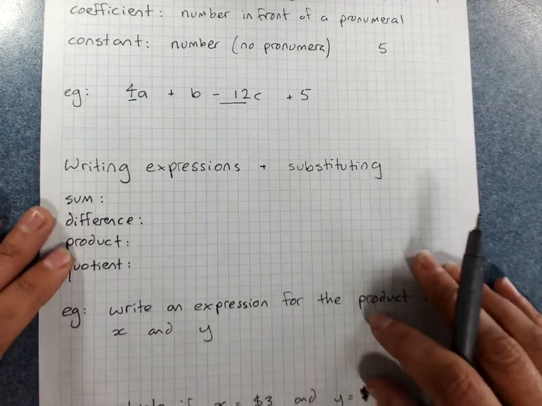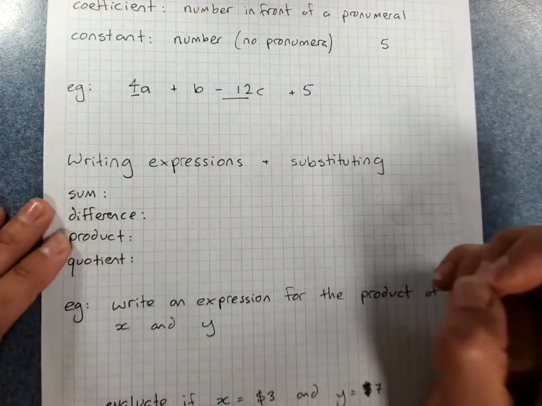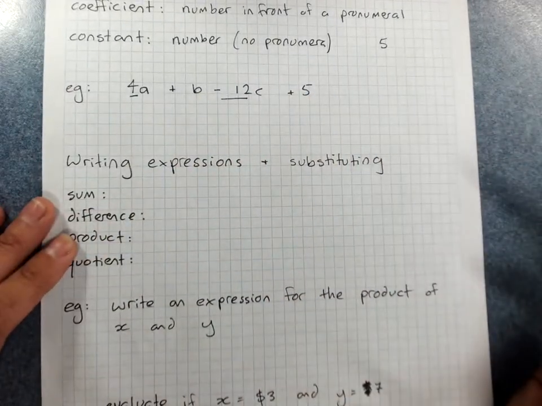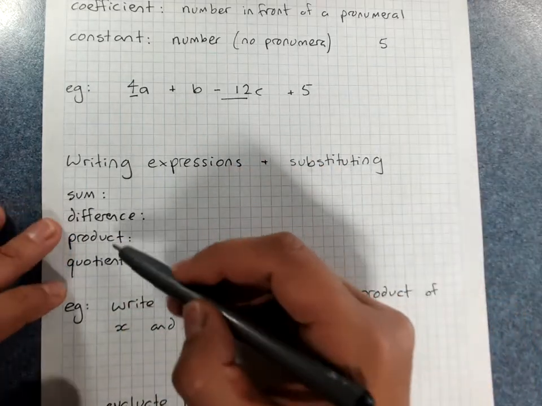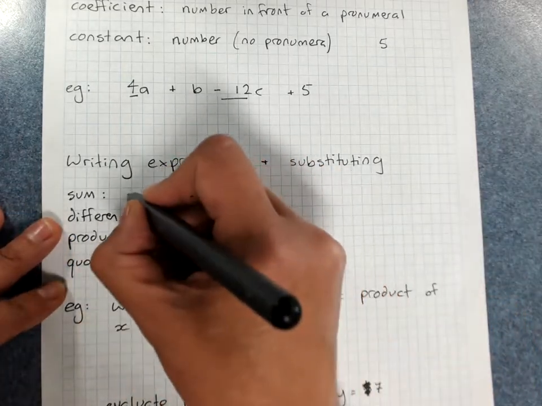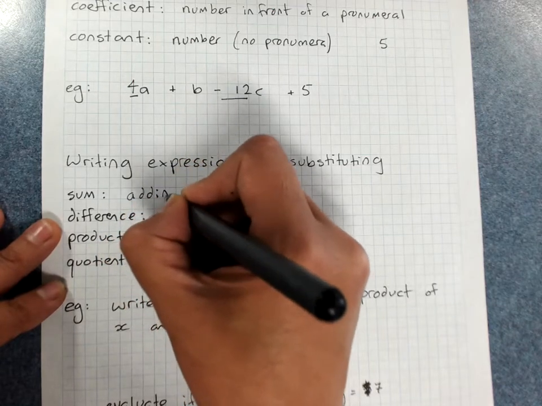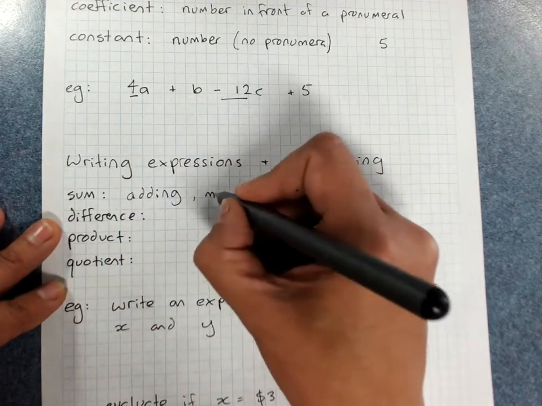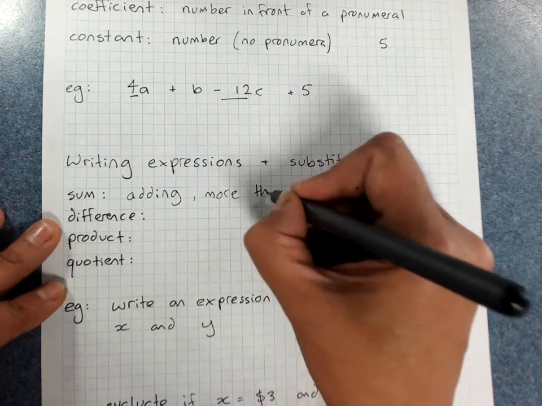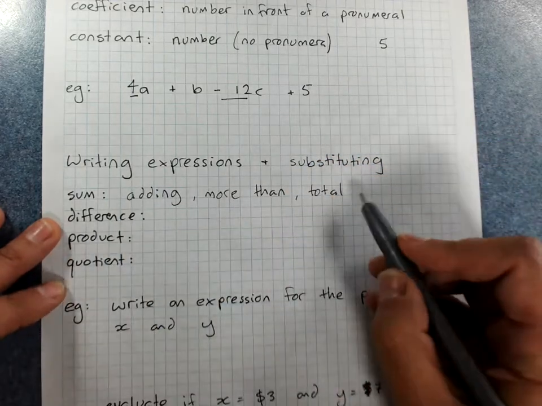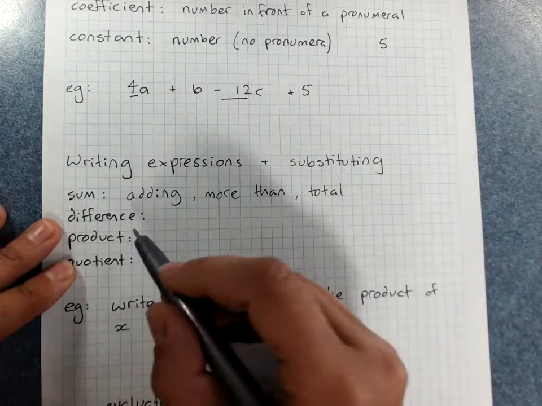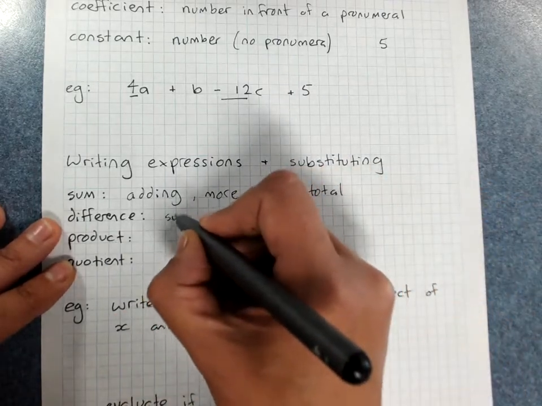We want to be able to write expressions and find out their value. And we'll hear lots of words like sum, difference, product and quotient. Sum means adding. So it'll be things like more than, add, total. Any of those means add 2 things together. Difference means subtracting.